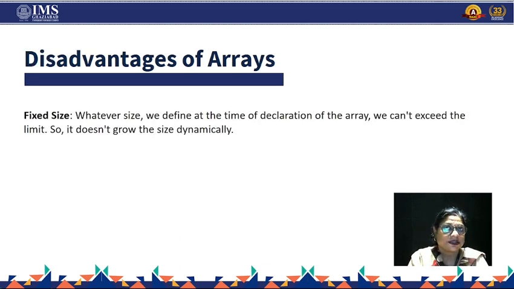If we have advantages, we have disadvantages also. Now what are the disadvantages of an array? Array is of fixed size. Whatever size we define at the time of declaration of the array, and once the type and the size have been declared, we cannot exceed the limit and we cannot grow beyond it. So in that manner, arrays have a little bit of disadvantage. That means we have to decide about the size at the declaration of an array, and we cannot exceed that size, as it is of fixed size.